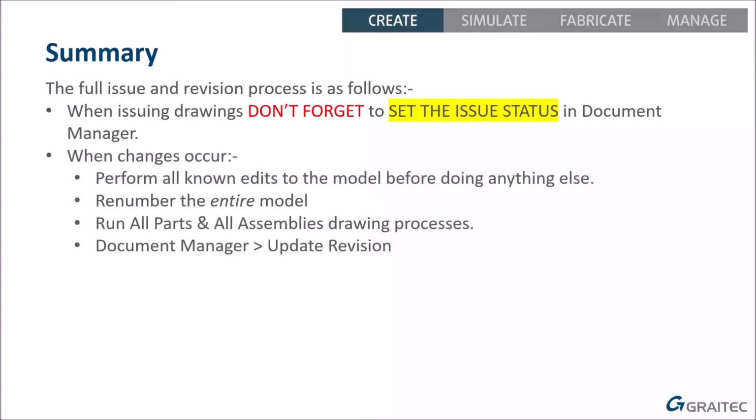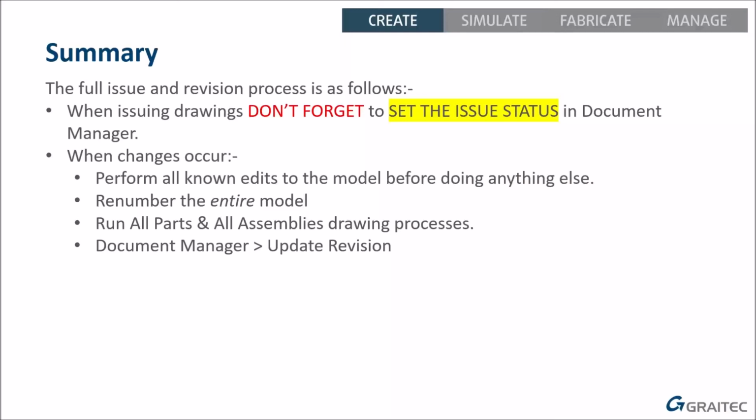When a change does occur, then you need to go through the following steps. First of all, you perform all your known edits to the model until you get back to a stable model before you do anything else. Don't try and update the drawings piecemeal, do them all at once. So you do all edits to the model first, then you renumber the entire model. Don't try and just renumber the bits you think have changed.